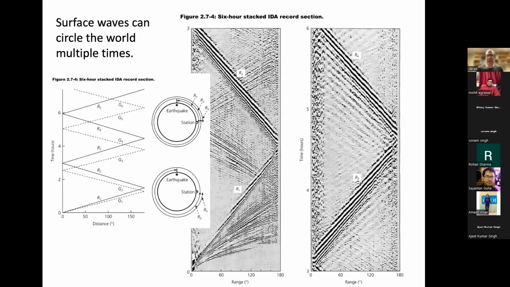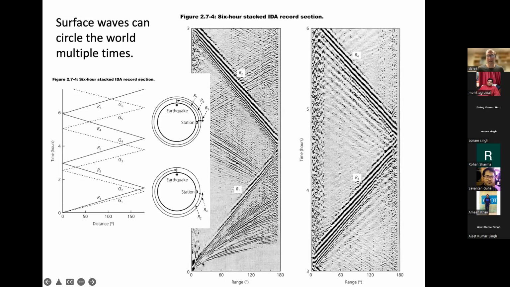One of the cool things about Rayleigh waves is they can circle the Earth multiple times. So we talk about R1, which is the earthquake to the station direct path, R2, which is the earthquake to the station longest path around the backside of the Earth, R3, which is the earthquake to station path, but it's gone once around the Earth, and so on.